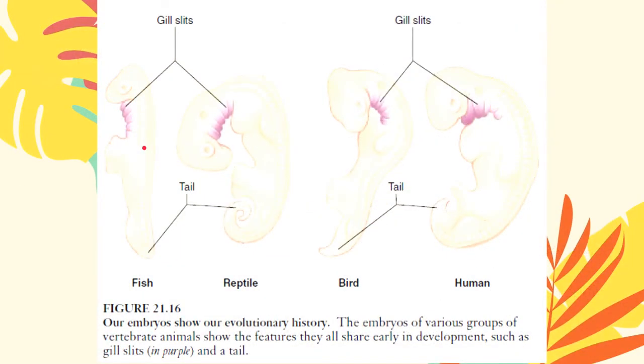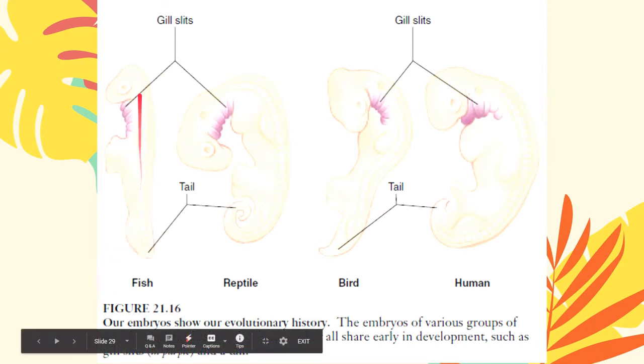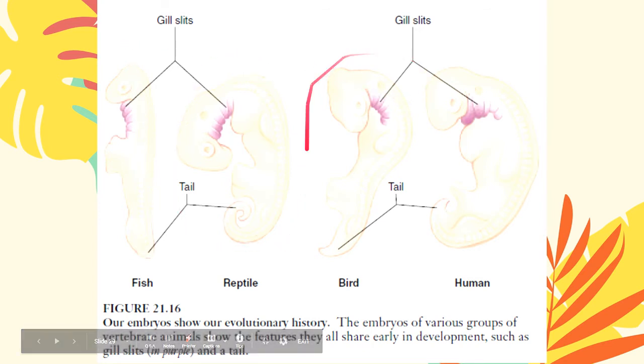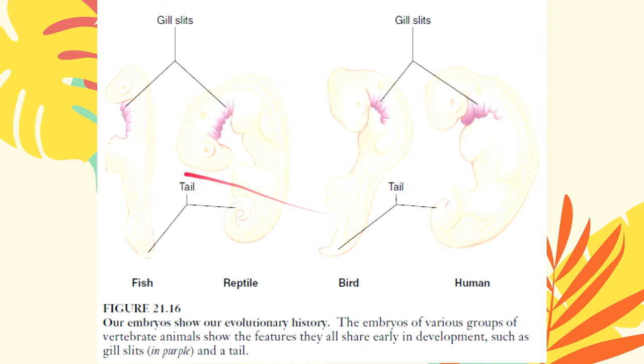So these are embryos of organisms. This is how the embryo of a fish looks, the embryo of a reptile, the embryo of a bird, and the embryo of a human. As you can see, we share structures with each other, like gill slits. By the way, embryos grow from zygotes, and then the embryo will grow into a fetus. These are developing offspring, when they're still in the embryonic stage.